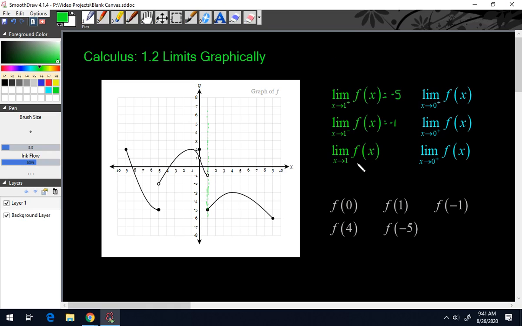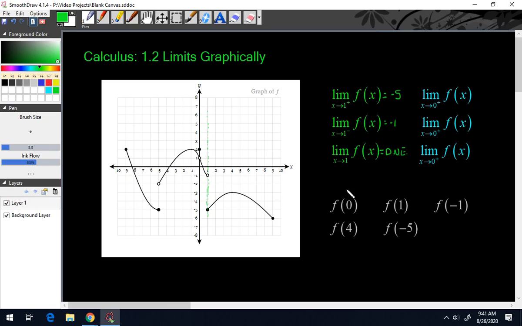And so now we finish this off here. The limit from the right of 1 was -5. The limit from the left of 1 is -1. Those aren't the same. As you can see, as we converge from both sides, we don't converge to a single y value. So therefore, overall, this limit does not exist.